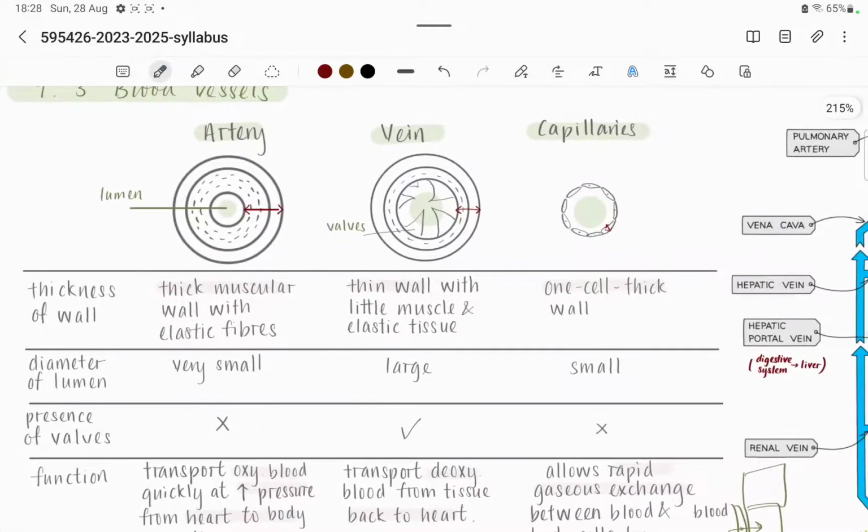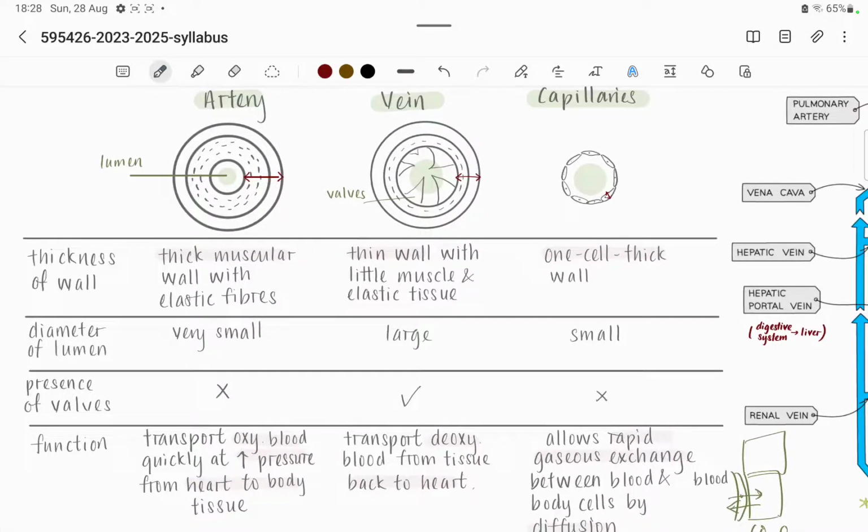Artery, this one is artery. The lumen is smaller, and then this one, the lumen is bigger. This one is actually very small, but when I drew it I already zoomed in. Okay, so thickness of wall. Artery: thick muscular wall with elastic fibers.